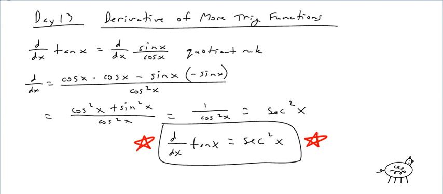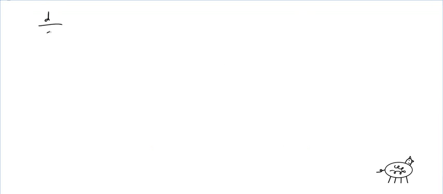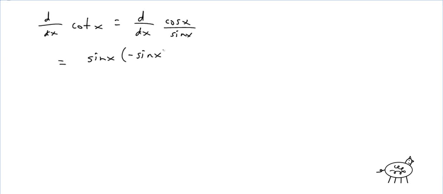Let's do the next one, d by dx of cotangent of x. Again, I can rewrite that as d by dx of cosine of x over sine of x. So we're going to do the same thing, the quotient rule. That's equal to the bottom times derivative of the top. Derivative of cosine is negative sine of x, minus the top times derivative of the bottom, which is cosine of x, all over the bottom squared.